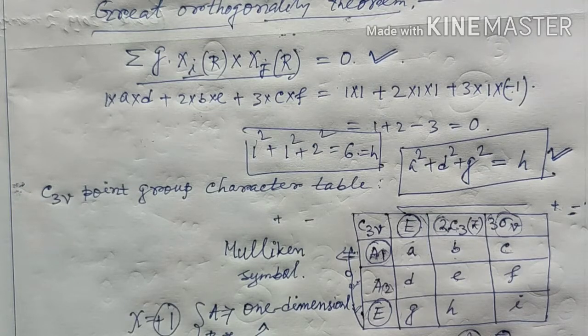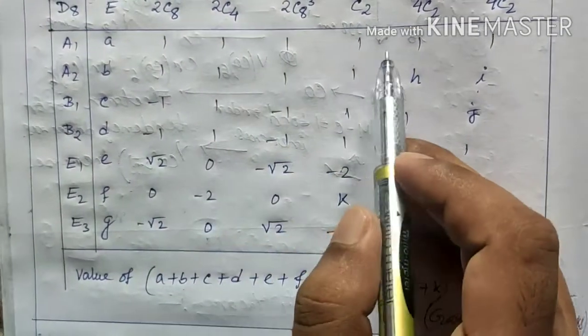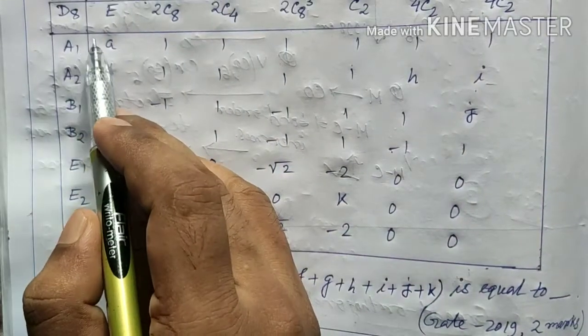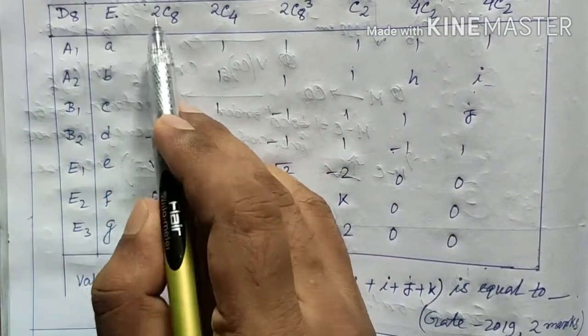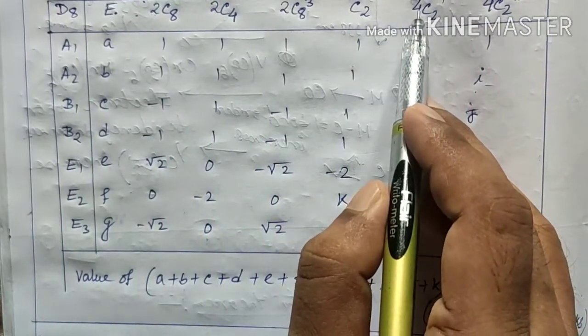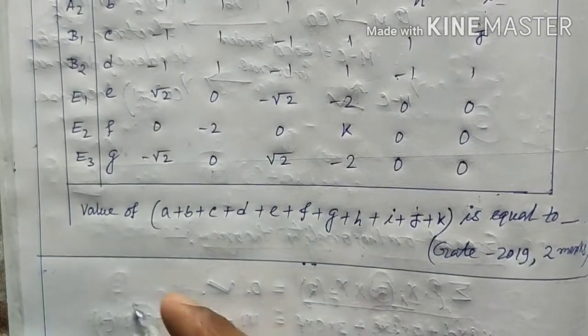Now let's solve the question that came in GATE 2019. From this point group, we can see that the order of this given D8 point group is 1, 2, 3, 5, 7, 8, 12 and 4, 16. That is, the order of this group is equal to 16.